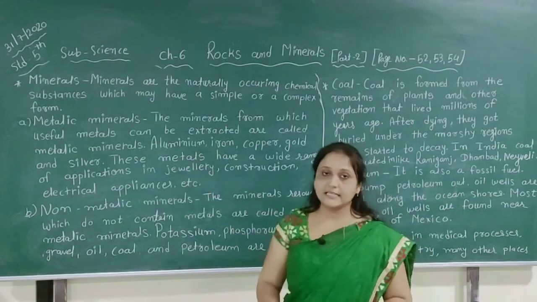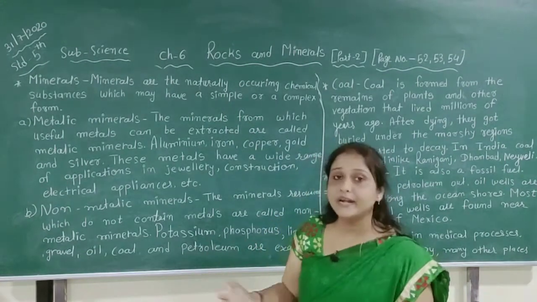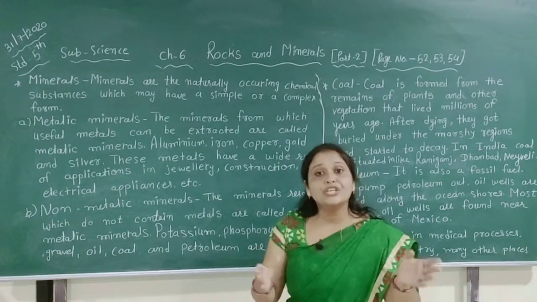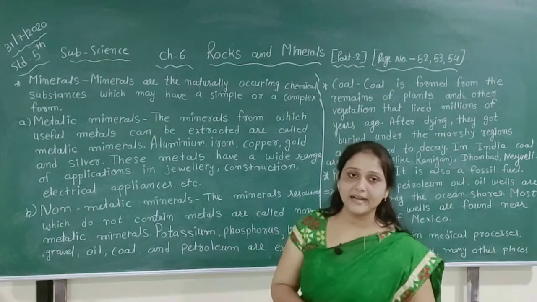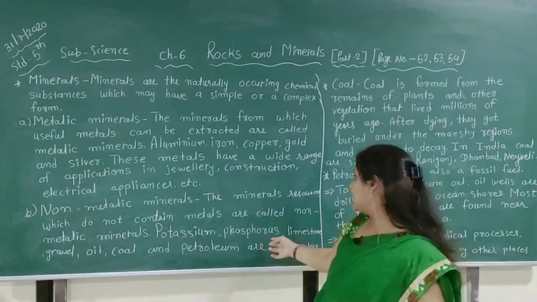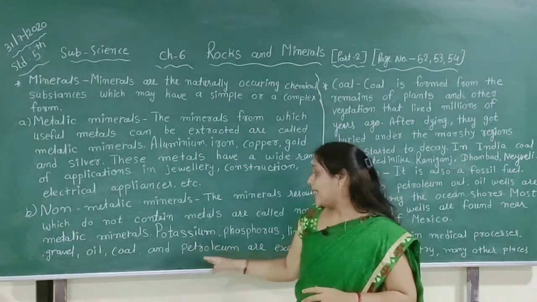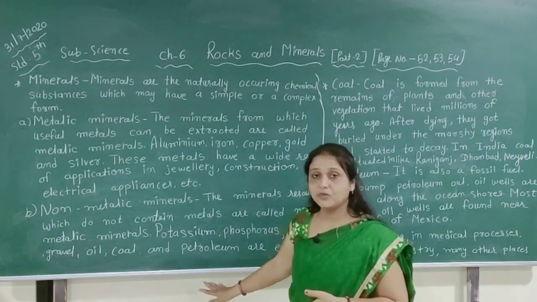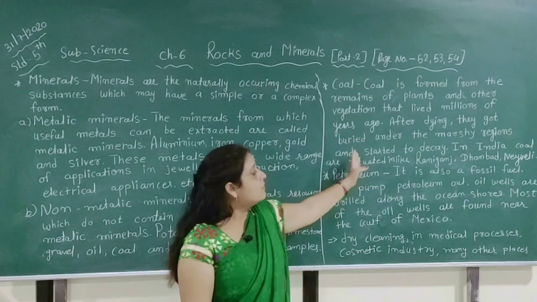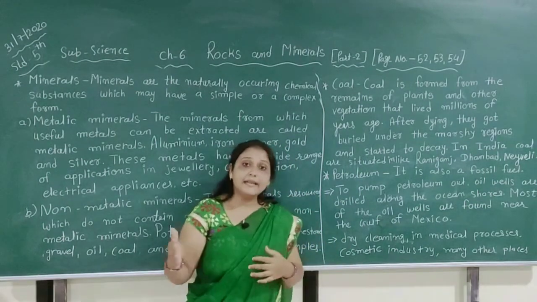In metallic minerals, we can see aluminum, iron, copper, gold and silver. They have different features, so we use them according to our purposes and their features. Then the non-metallic minerals are also available. Some examples are potassium and phosphorus. Then limestone, gravel, oil, coal and petroleum are examples of them. Then we have discussed coal and petroleum, both of which are fossil fuels that are very useful to us in our life in different ways.